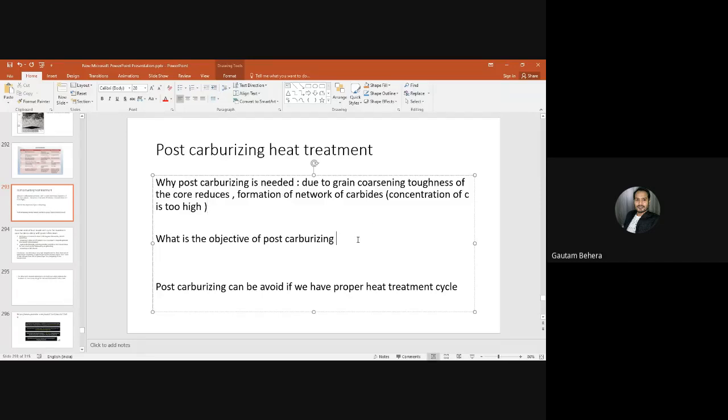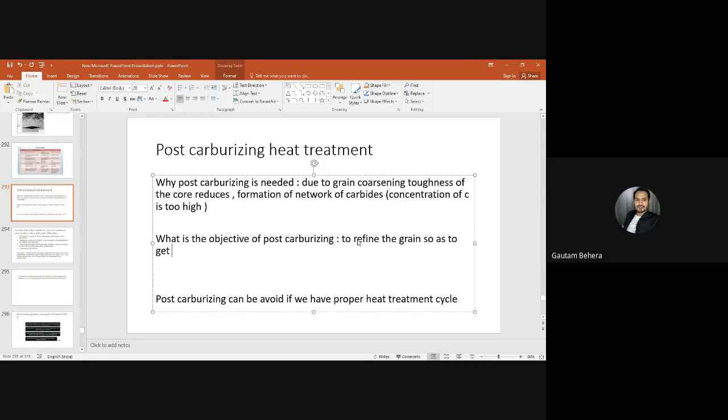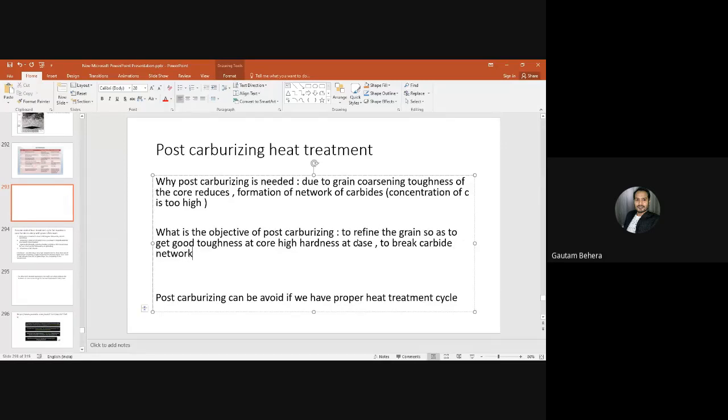So now what is the objective of post carburizing? The main objective of post carburizing is, obviously you should understand, to refine the grain so as to get good toughness at the core, high hardness at the case, and to break carbide networks. So these are the main objectives.